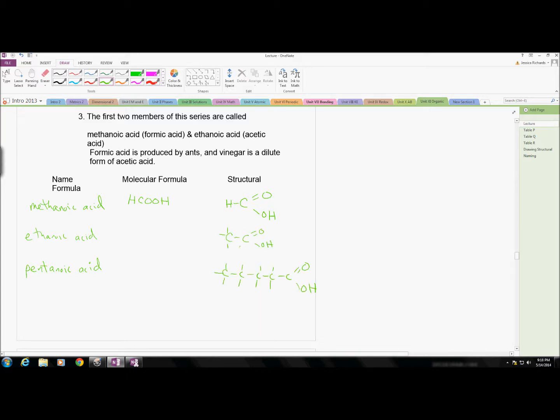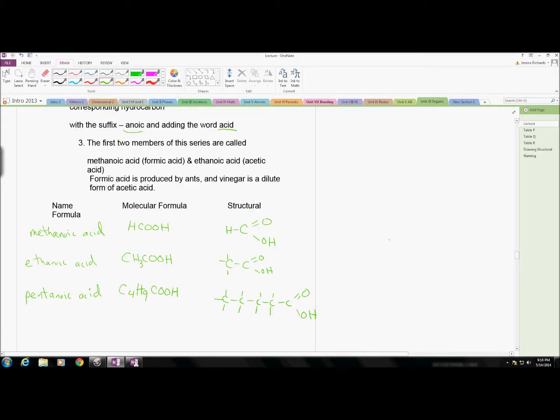Ethanoic acid has 2 carbons all together, including the one in the carboxyl group, so they typically write this as CH3COOH in organic chemistry, and then pentanoic acid with 5 carbons, including the one in the carboxyl group, so it's going to be C4H9COOH.